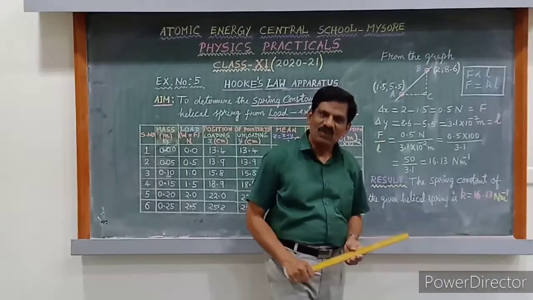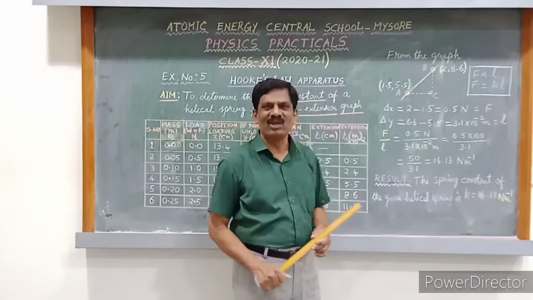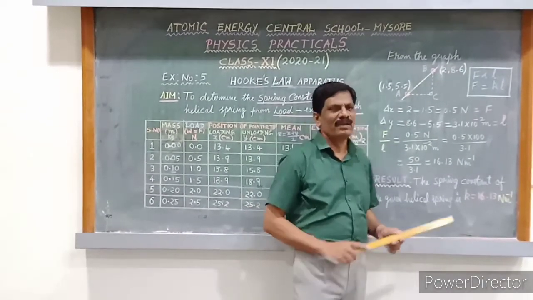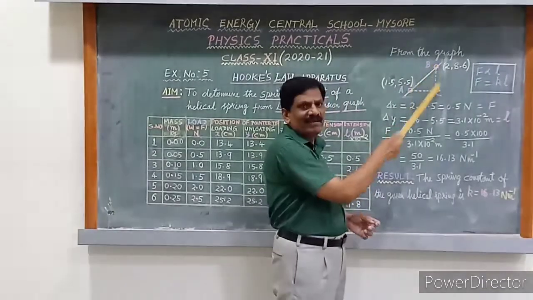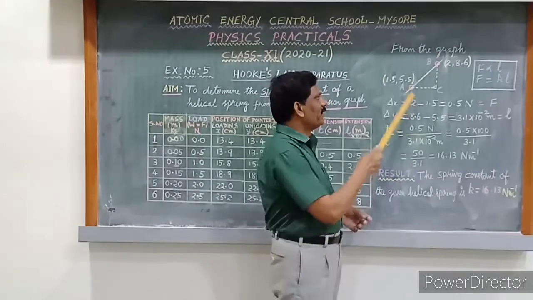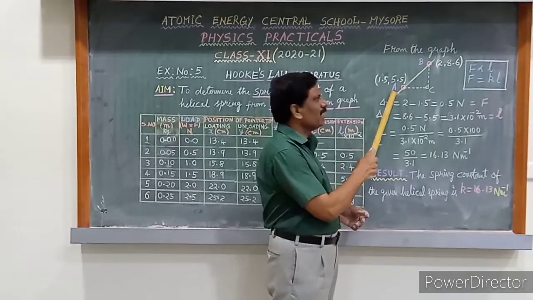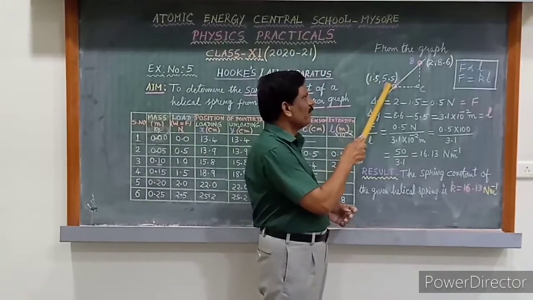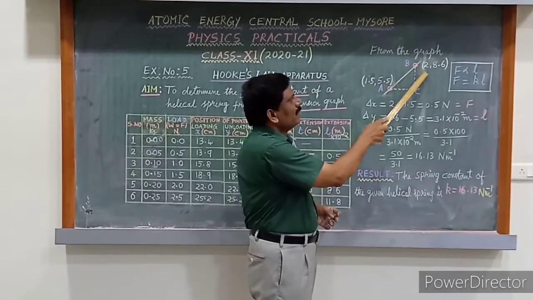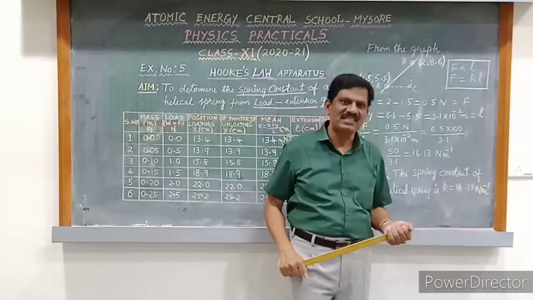Okay, students. I hope you must have understood how to plot a graph between the load and extension. Now, how to do the calculation from the graph. So this was the nature of our graph. From the graph, you choose any 2 convenient points. I have taken A and B from our original graph. The coordinates of A are 1.5 Newton and 5.5 into 10 power minus 2 meter. The coordinates of B are 2 Newton and 8.6 into 10 power minus 2 meter.